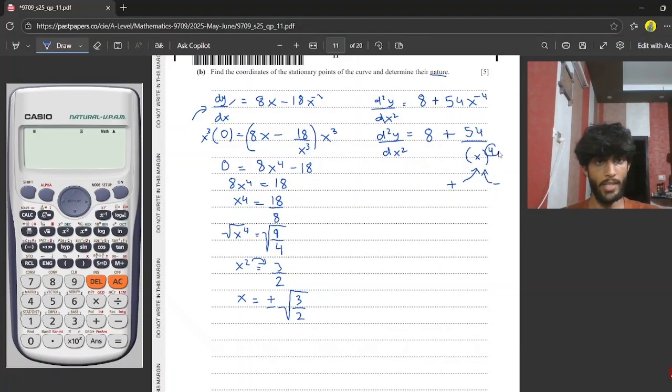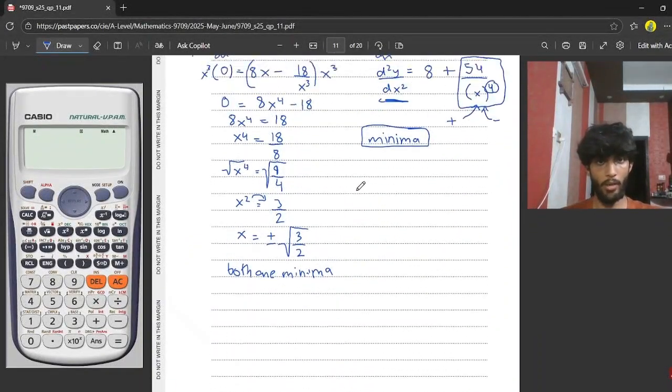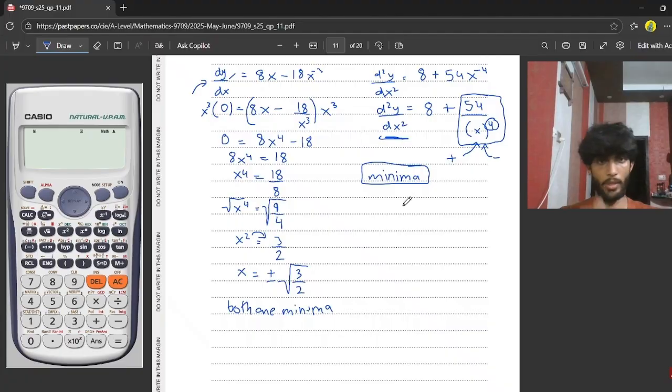But see, this 4 is an even power. So if I put the positive number in here, all of this fraction, 54 by x raised to the power 4, is going to be a positive number. When I put a negative number in place of x, the even power 4 is going to convert it into a positive number, and the fraction is still going to be a positive number. So either way, my double derivative is going to be a positive number, and a positive number means I have a minima. So both of these are minima. If you don't believe me, you can go ahead, solve it out individually, put in both of these values of x, and you will get the answer.